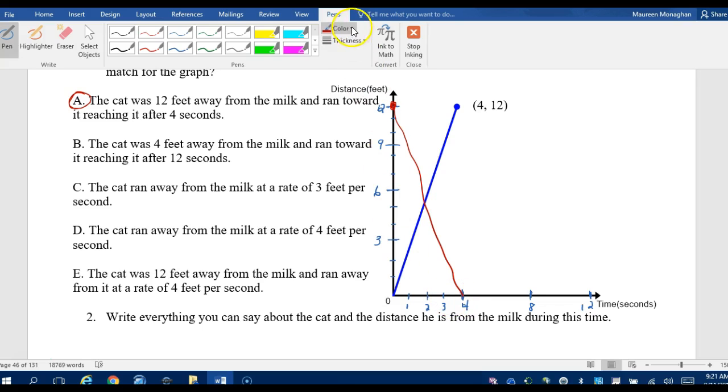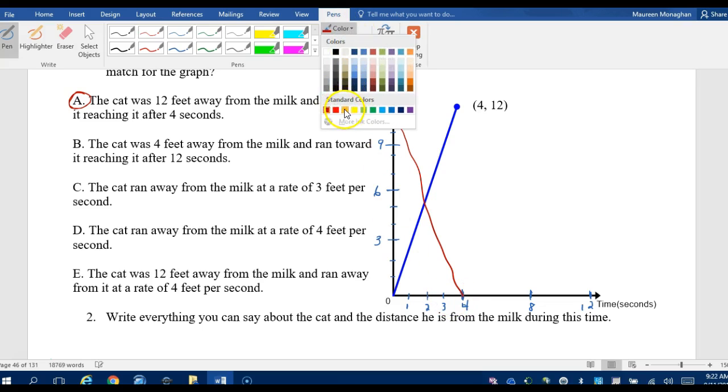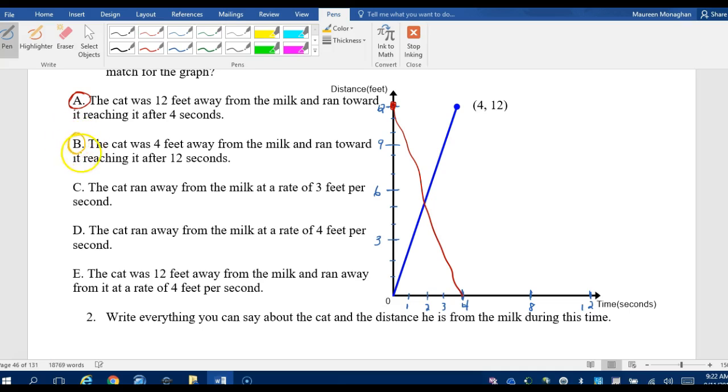Okay? Now let's take a look at another one. The cat was 4 feet away from the milk. So he's starting at 4 feet away and ran toward it, reaching it after 12 seconds. So after 12 seconds, he's going to be 0 away from that milk, so that would be this line. So obviously those two don't correspond to this line that's given. So let's keep trying. The cat ran away from the milk at a rate of 3 feet per second.